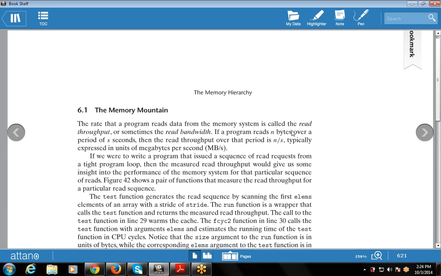If a program reads n bytes over a period of s seconds, then the read throughput over that period is n divided by s. That is, the read throughput is the amount of data accessed divided by the time taken in seconds. It is usually expressed in terms of megabytes per second, that is MB/s.